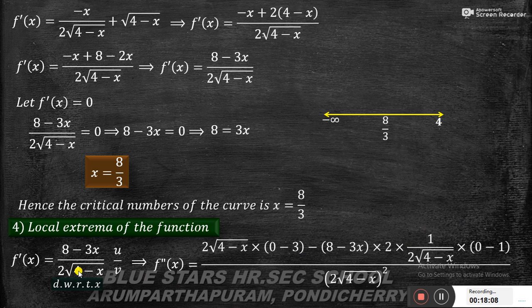Next I differentiate the base. The base is 4 minus x. So differentiation of the base is, the differentiation of 4 is 0. Differentiation of minus x is minus 1. 0 minus 1. Therefore 1 by 2 into square root of 4 minus x. In the next step you write it now.